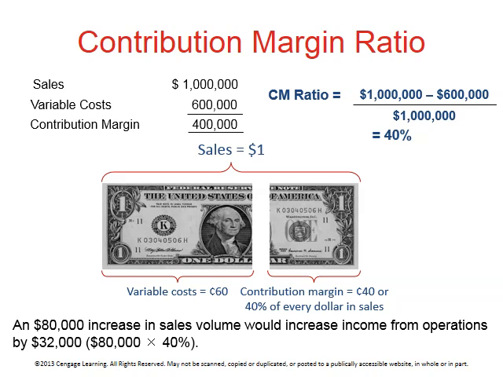So we can do some analysis from that. An $80,000 increase in sales volume would increase income from operations by $32,000. We take our $80,000 in additional sales we think we can get times the 40% contribution margin ratio, which gives us $32,000 we could increase income from operations by increasing our sales.